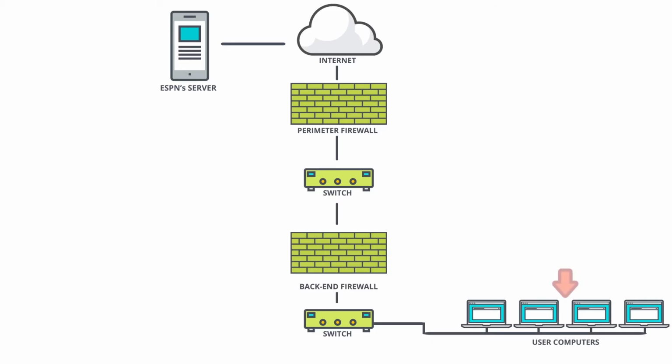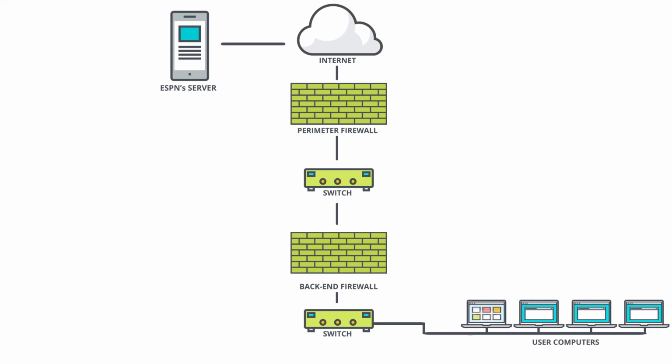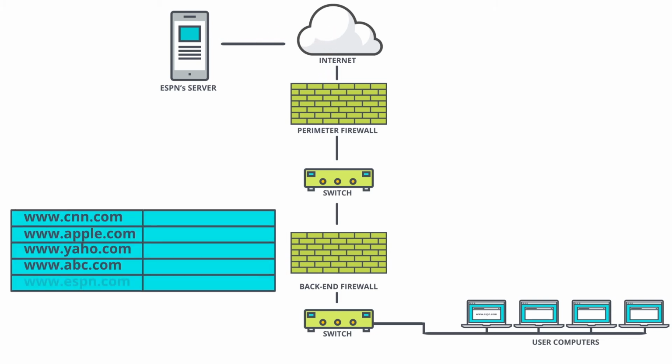Traffic that is initiated from inside the network is handled in another way. Your computer is probably behind the back-end firewall, so devices outside of your network shouldn't be able to communicate directly with it. However, if you type www.espn.com into your web browser, the firewall allows the response, which is ESPN's webpage, to come directly back to your computer.